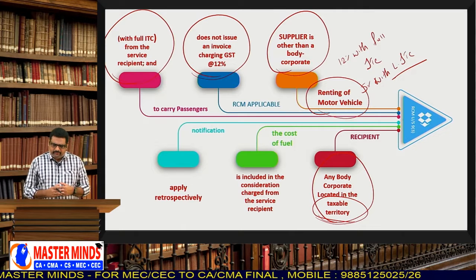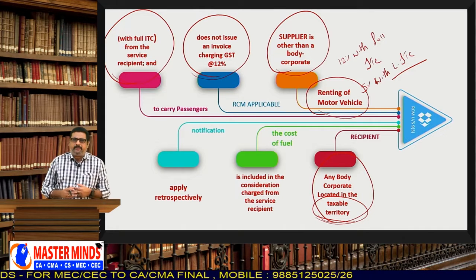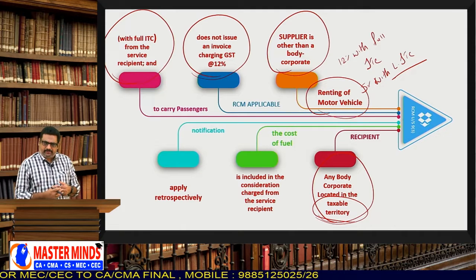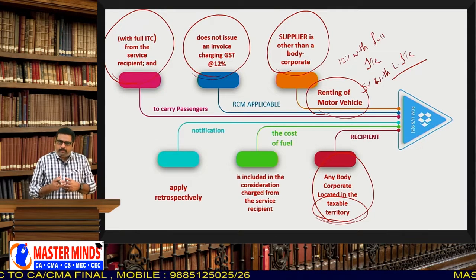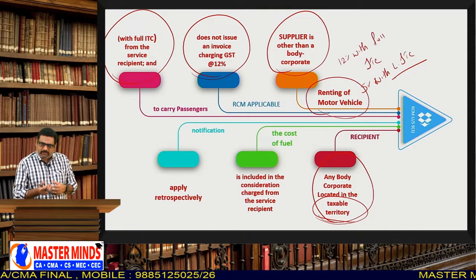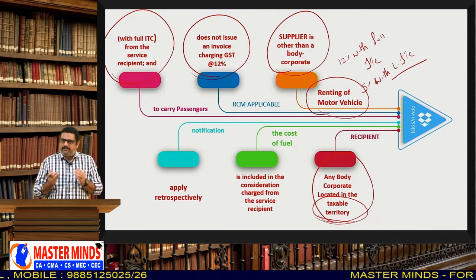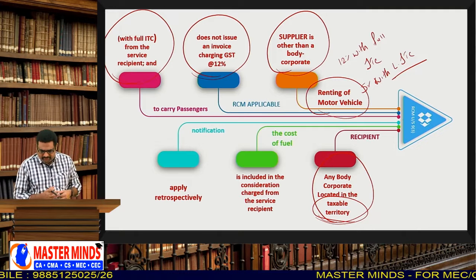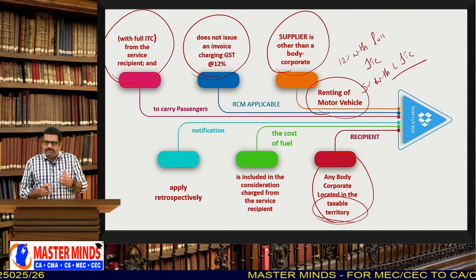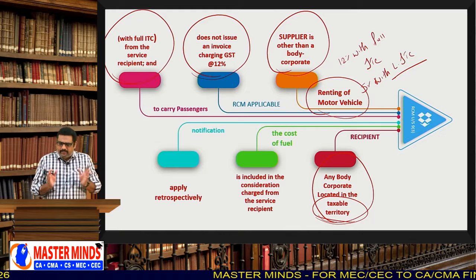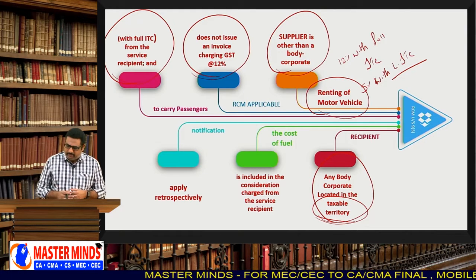Sir, what is meant by the word taxable territory? That means the places to which Section 1 of the CGST Act is applicable. That particular area is known as taxable territory. So the recipient should be a body corporate and he should be located in the taxable territory. If these points are satisfied, then definitely RCM can be applicable.